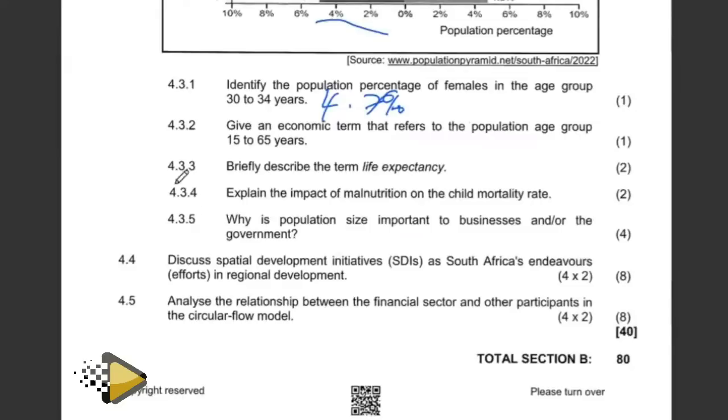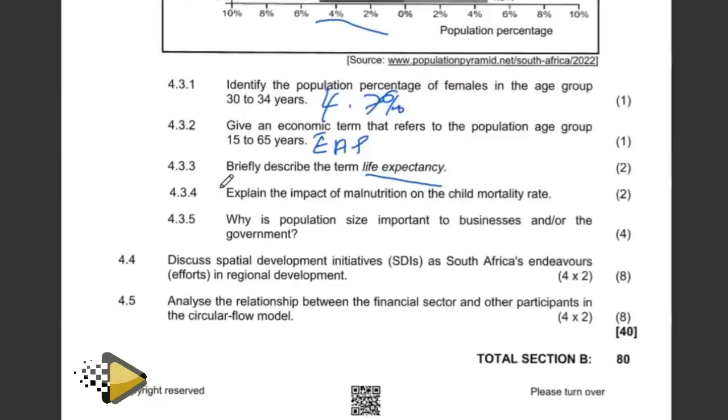Now let's move on to 4.3.2. Give an economic term that refers to the population age group 15 to 65. That is the economically active population. Now let's check 4.3.3. Briefly describe the term life expectancy. When we talk of life expectancy, we check the number of years an individual is expected to live from the day they were born up until the day they die.